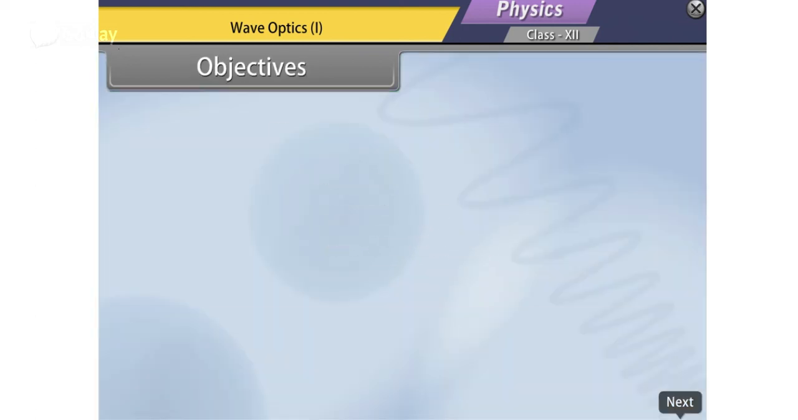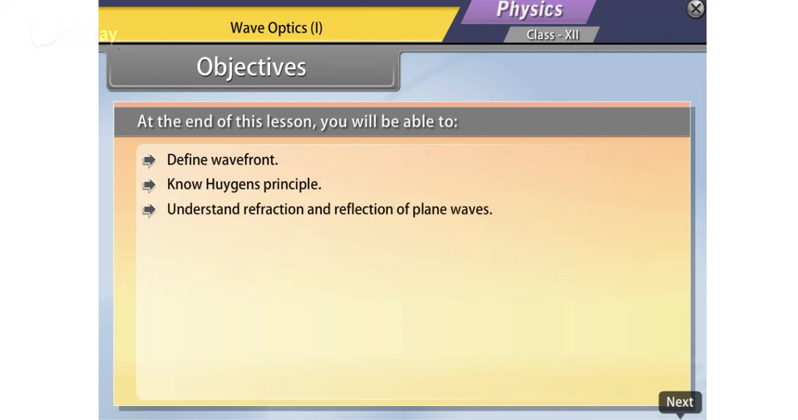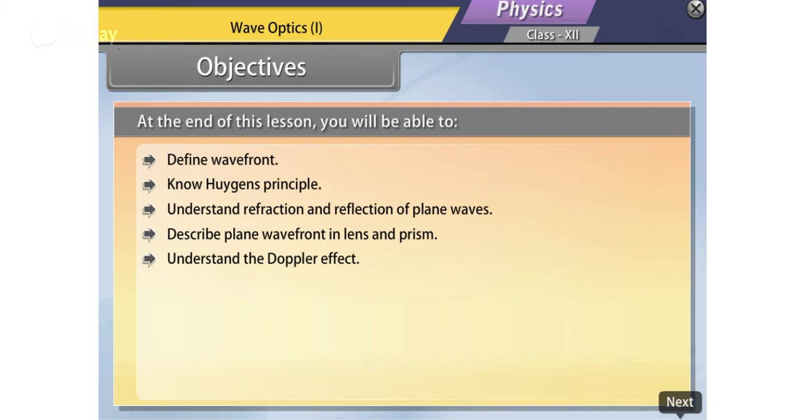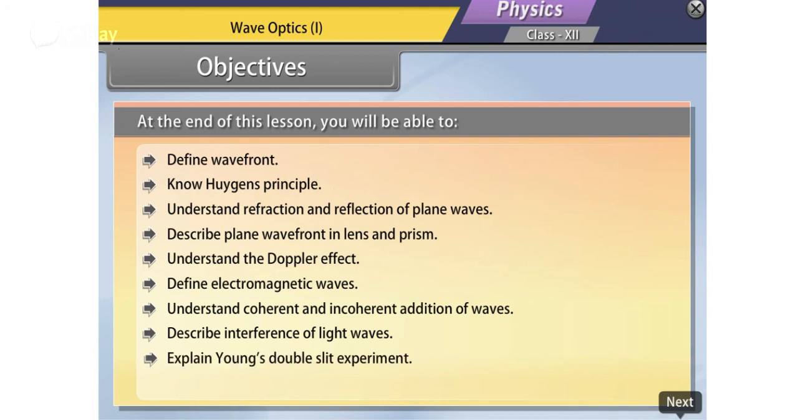Objectives. At the end of this lesson, you will be able to define wavefront, know Huygens Principle, understand refraction and reflection of plane waves, describe plane wavefront in lens and prism, understand the Doppler effect, define electromagnetic waves, understand coherent and incoherent addition of waves, describe interference of light waves, explain Young's double slit experiment, explain conditions for sustained interference.